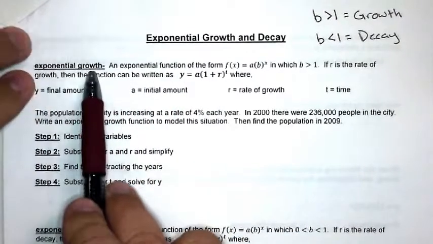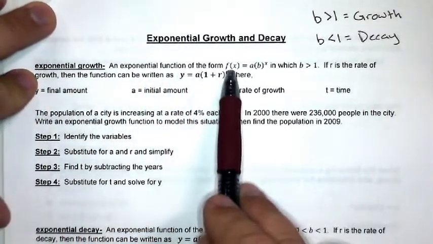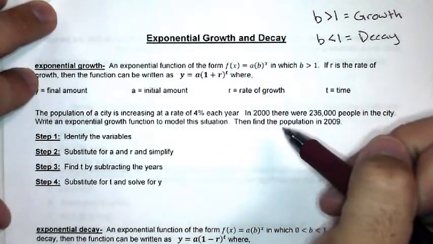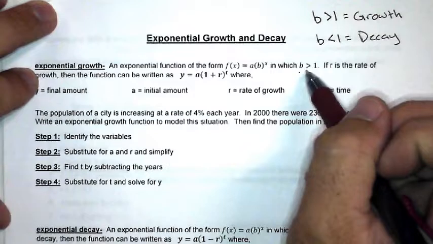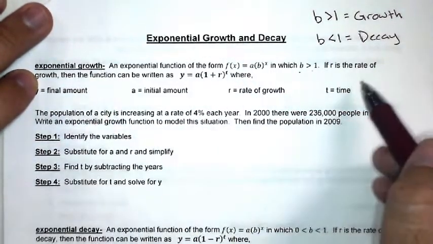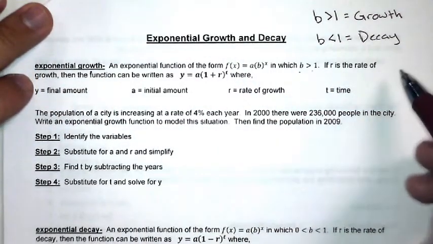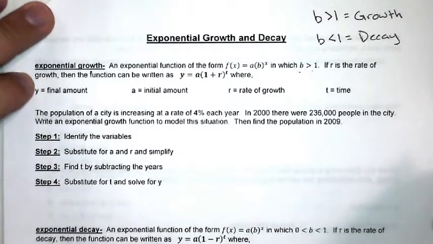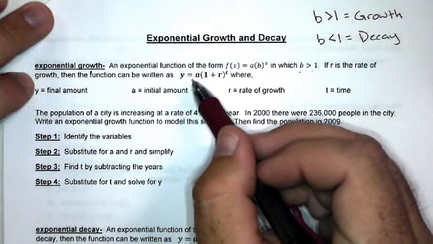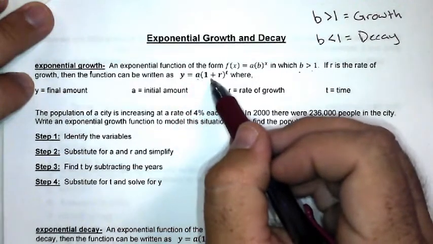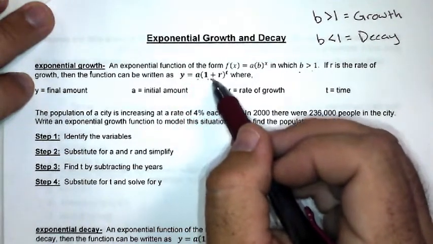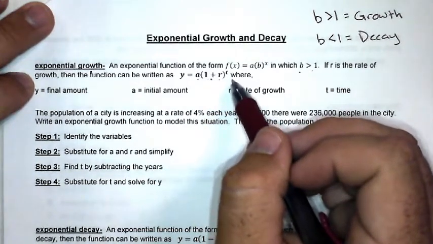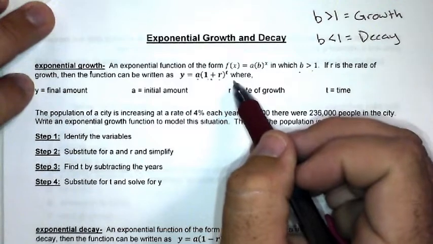Exponential growth is an exponential function in the form of f of x, aka y equals a times b to the power of x, where b is greater than 1 because we're talking about growth. If r is the rate of growth, aka a percentage, then the function can be rewritten as y equals a, and then the b value can be found by doing 1 plus the rate, raised to the power of time. T will replace your x value.